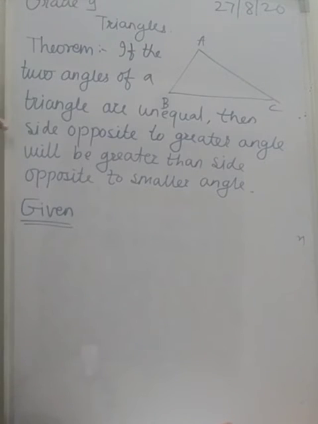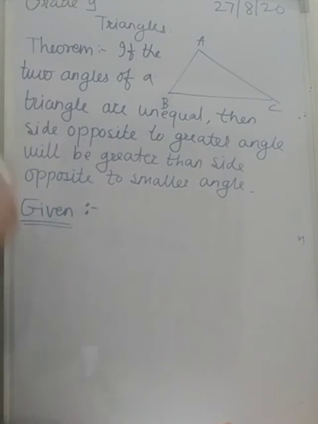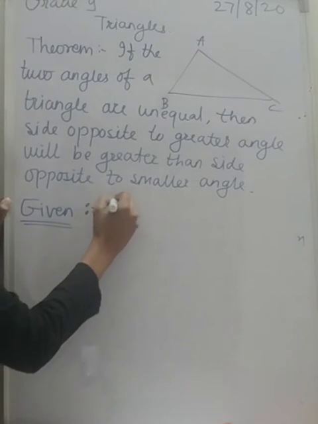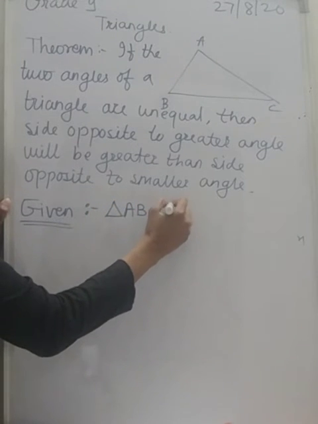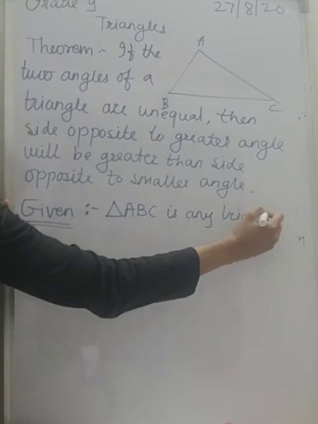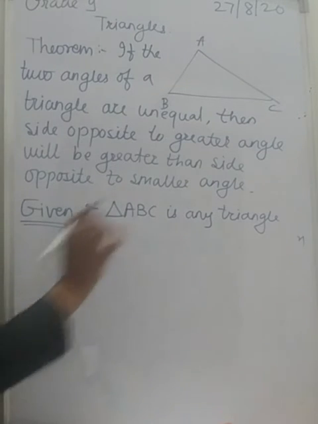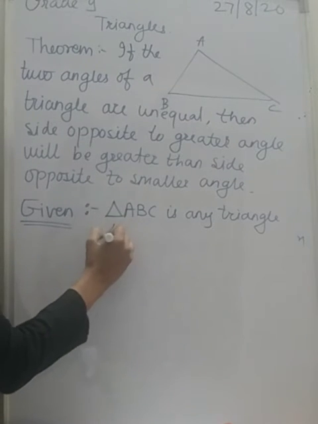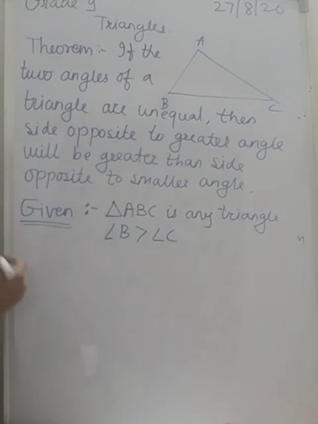So you have to write this theorem, then we will write what is given. Given is that triangle ABC is a random triangle. It is any triangle. Any triangle means that it is not given to us whether it is equilateral or isosceles. And angle B is greater than angle C, that is already given.